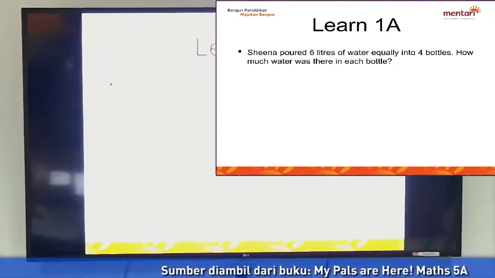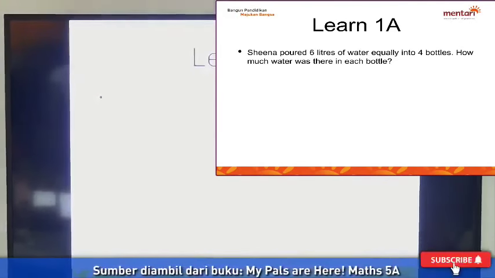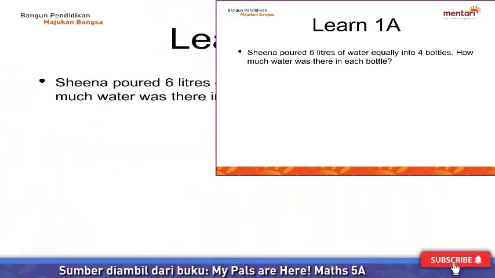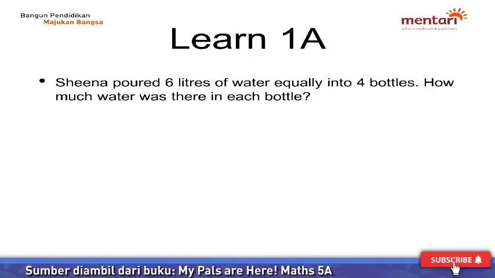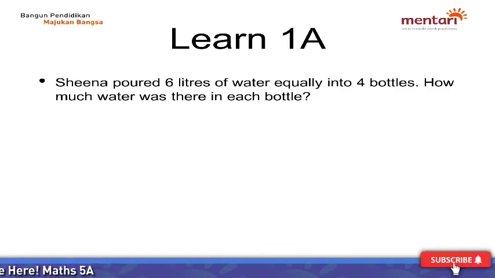Sheena poured 6 liters of water equally into 4 bottles. How much water was there in each bottle? Sometimes when we try to understand a word problem, we continue to read and read again. So let us read one more time. Sheena poured 6 liters of water equally into 4 bottles. How much water was there in each bottle?